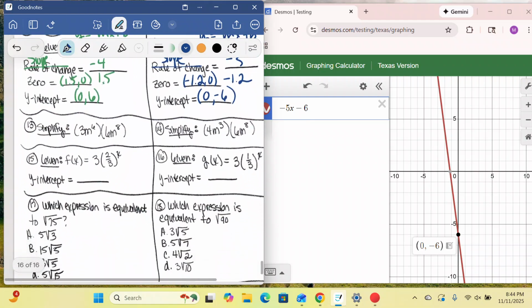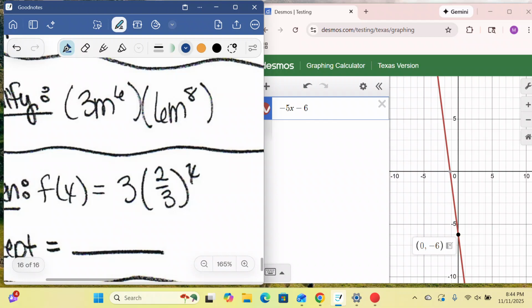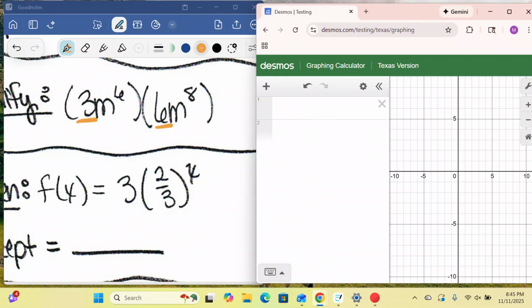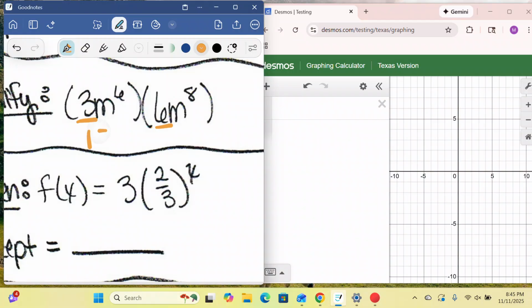If we go to number 13, we're dealing now with an exponent. So once again, this is an easy exponent. All I'm going to do is multiply 3 times 6. Once again, if I don't know what 3 times 6 is, all I do is place it in my Desmos. 3 times 6 is 18.